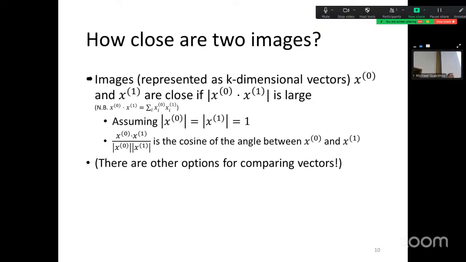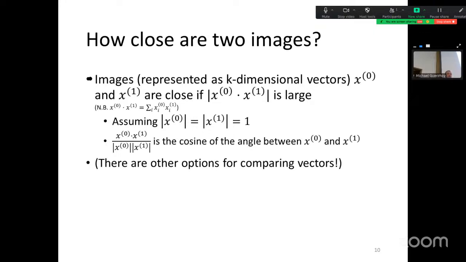As you saw in the lab, if you divide an image by a constant or multiply it by a constant, that changes the magnitude, but it doesn't change the contents of the image. So if the images are approximately the same brightness, then it makes sense to say their magnitudes are probably about the same.